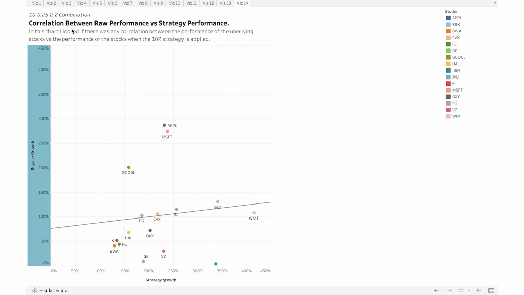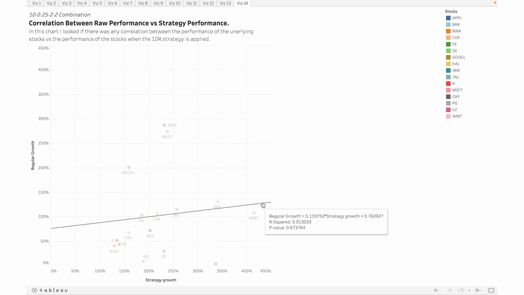Now, for the last chart, I wanted to check if there was indeed a correlation between the performance of the underlying assets and the performance of the stocks with the 10R strategy applied. To my surprise, there was little to no correlation, although I have to admit that 16 stocks are not a statistically significant number. But suppose it was, and this correlation ends up being true. That means you wouldn't have to worry that much about picking the stocks that will have a good performance over the years. It also leaves the open question of what you should be worrying about.